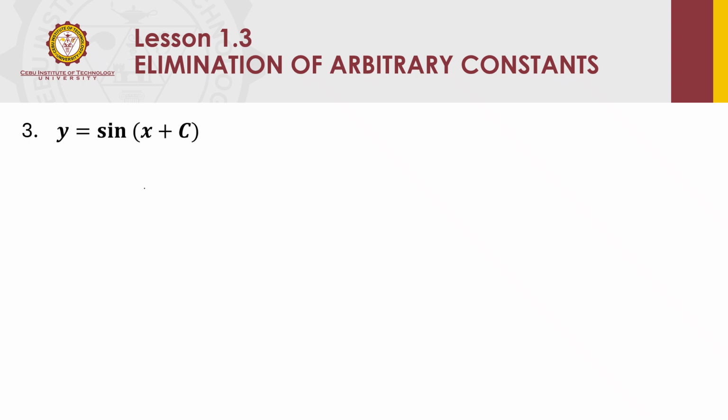So for this item, we only have one arbitrary constant. So we need a first order differential equation, okay? Since this is a trigonometric function, we cannot just simply divide the entire equation by an algebraic expression, right? So we need to transform this into arc sine. So we'll have to get arc sine of y so that the right side becomes x plus c only.